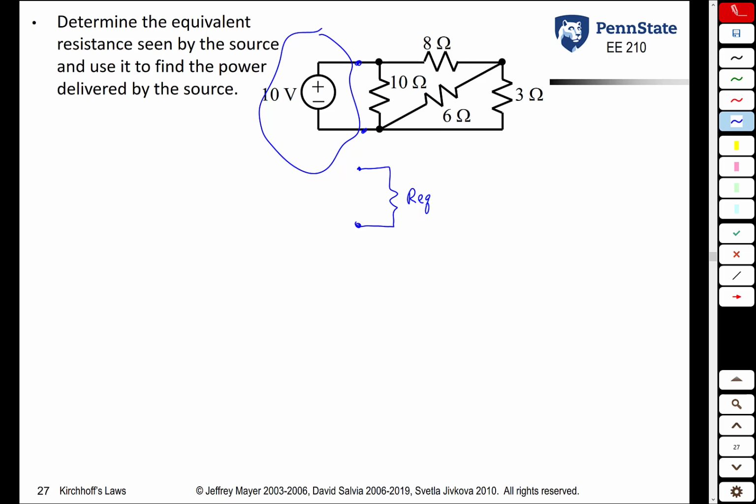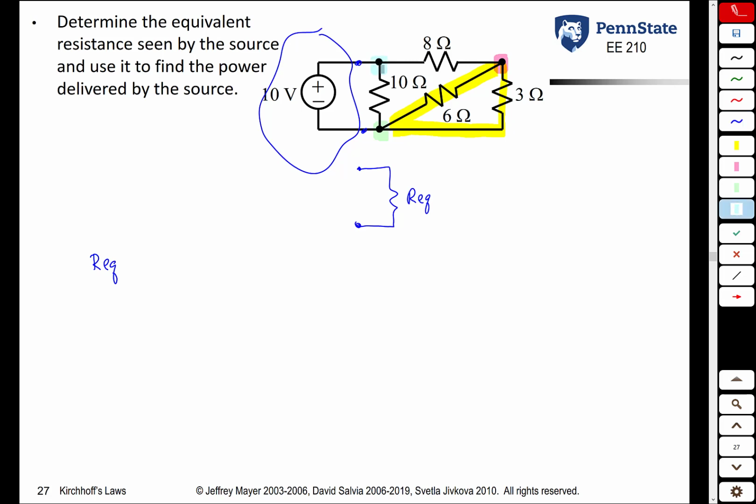What we can do is use resistor combinations to determine what this R equivalent is. The first thing we see is that the 6 ohm and this 3 ohm resistor are in parallel. They don't necessarily look like they're in parallel because they're not straight lines, but if you think about the nodes, they're both connected to this pink node on the top and this green node on the bottom, so the 6 ohm and the 3 ohm resistors are definitely in parallel. Notice the 8 ohm resistor is not in parallel with them. The 10 ohm resistor is not in parallel with them because they do not share the same pink and green nodes.